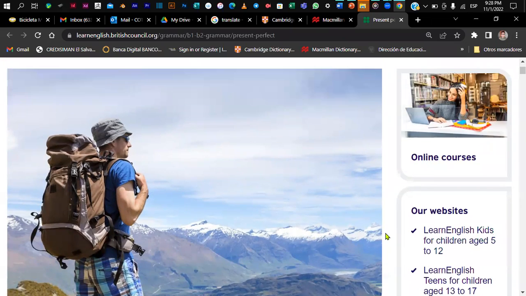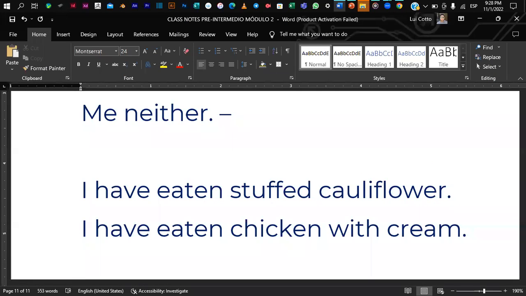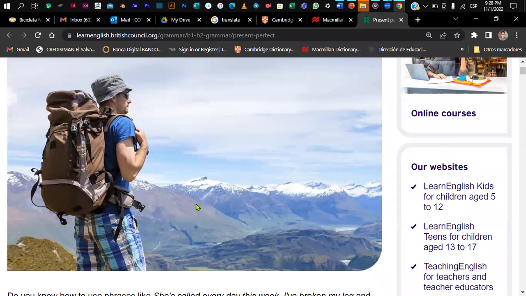Hello? Escalar, how do you say? Okay, that is a climb. But you mean, you can say, I see. Remember, in English we have to use the structure: subject, always subject, verb, complement. What do you see in the picture? I see the climb. I see a man. I see a man with a backpack. I see mountains. All right.